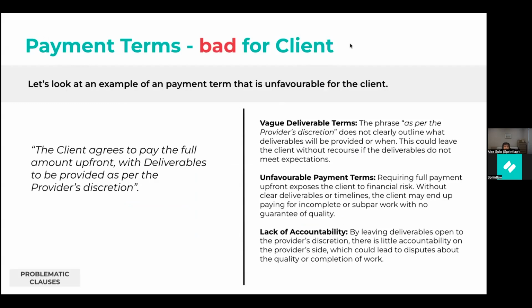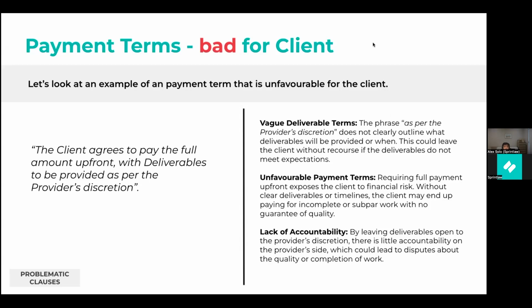But let's look at this one, a payment term. This is an example of a payment term that's really bad for a client, but not bad for a service provider. It says the client agrees to pay the full amount upfront with deliverables to be provided at the provider's discretion. This is a fairly obvious example. A service provider is going to promise to do something for you, but they want 100% upfront. You don't know if they're going to do a good job. You've got no leverage if they do a poor job. They've taken your money, so it's quite risky for the client.